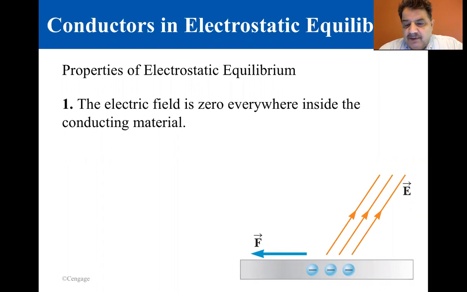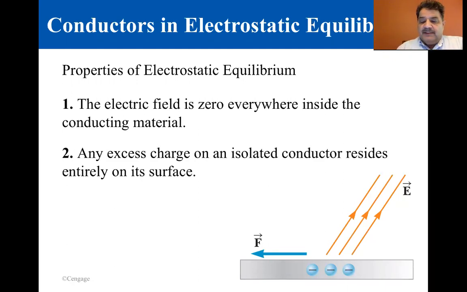An isolated conductor has four different properties. One: the electric field is zero everywhere inside the conducting material. We can understand property one by thinking about what would happen if it were not true. If there were an electric field inside a conductor, the free charge there would move and a flow of charge, or current, would be created. If there were a net movement of charge, the conductor would no longer be in electrostatic equilibrium.